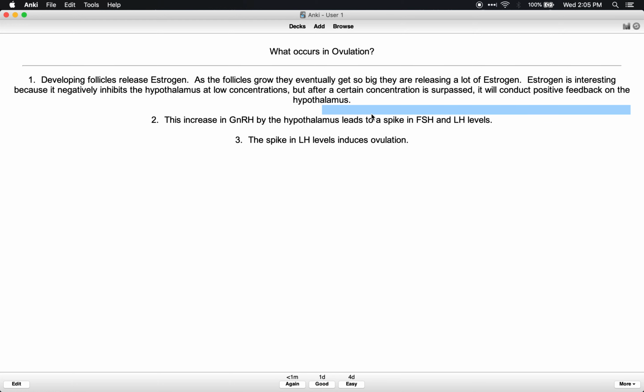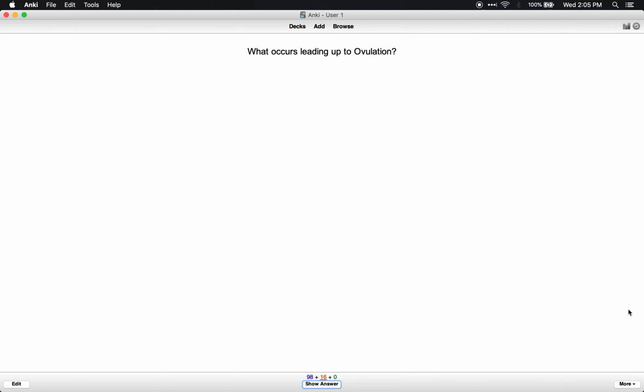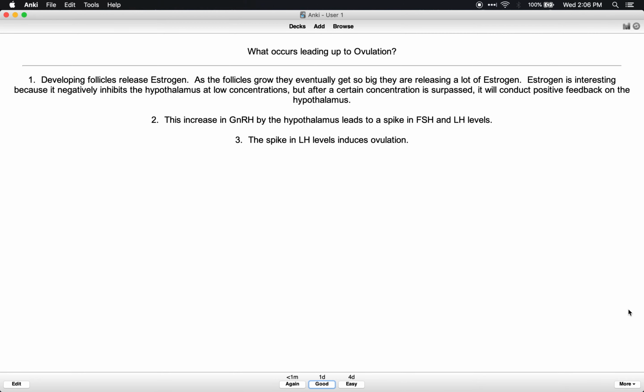Oh, that was the other one. Okay, what occurs leading up to ovulation? Leading up to ovulation, the follicles grow and grow and secrete lots of estrogen. Because there's lots of estrogen, it signals the secretion of lots of luteinizing hormone. Wait, no, estrogen: the follicle growing releases estrogen. And as the follicles keep growing, releasing estrogen, it causes the follicle to begin to burst. Oof, I'm confused now.